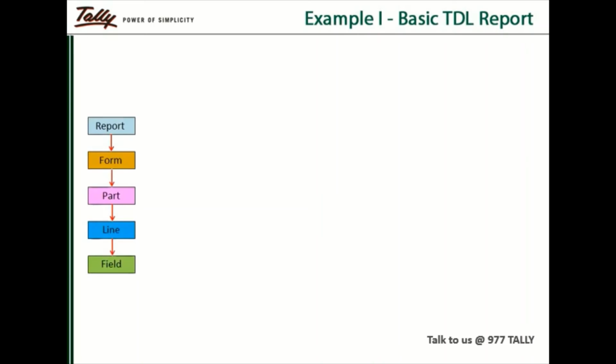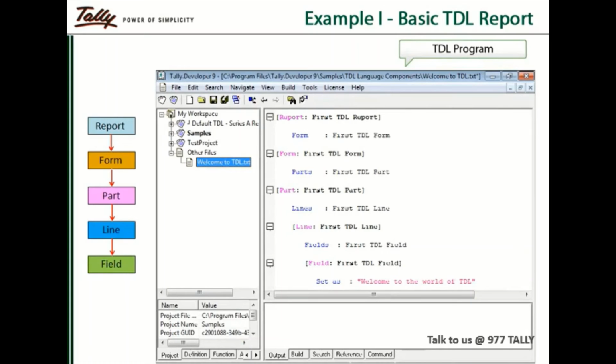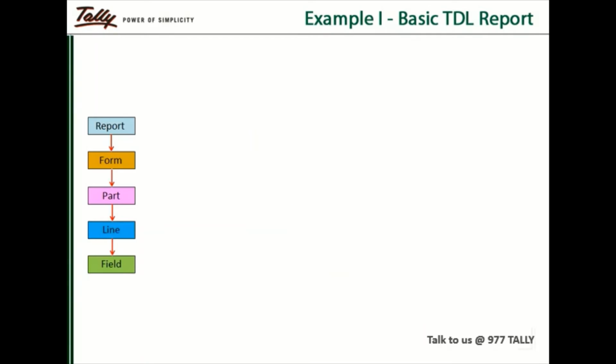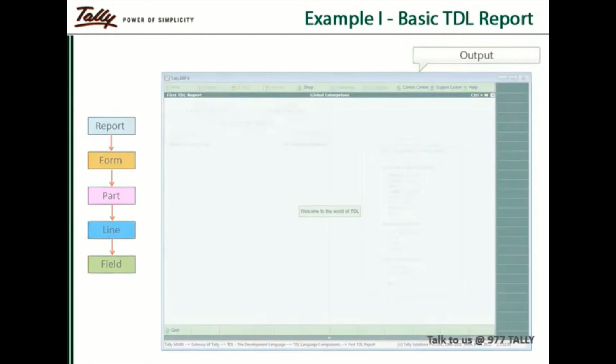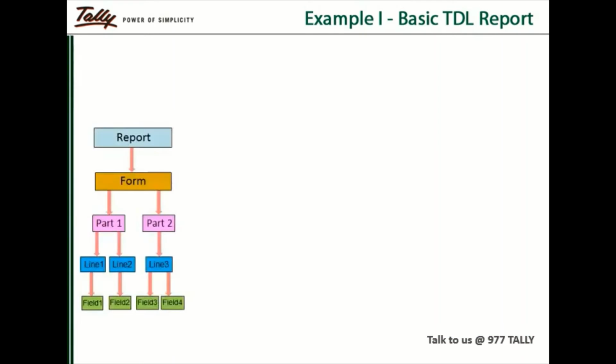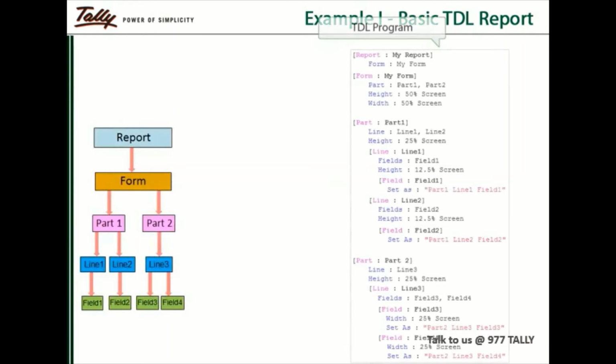Consider a basic TDL report consisting of a single field. The set as attribute is used to set the value of the data within the field. If the report consists of a number of parts, lines and fields, the TDL program will be somewhat like this. We can always specify the dimensions for any interface element by making use of dimensional attributes.